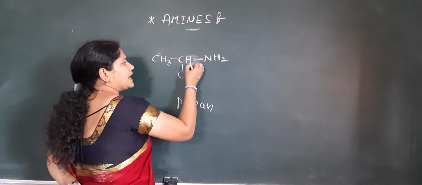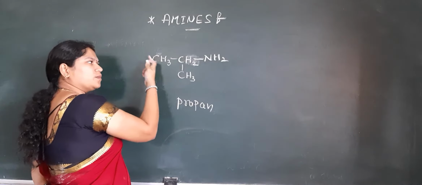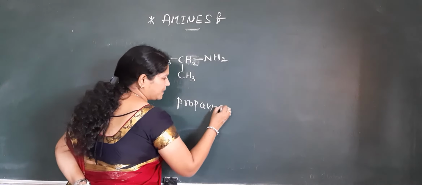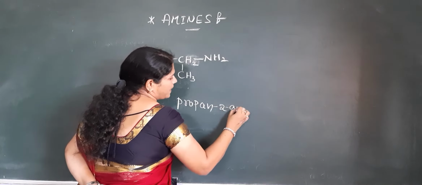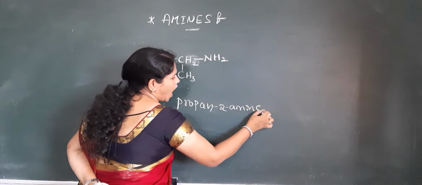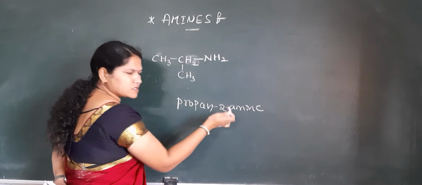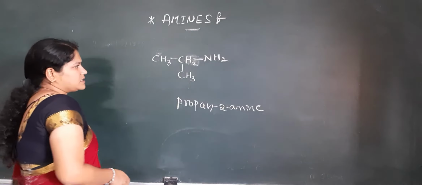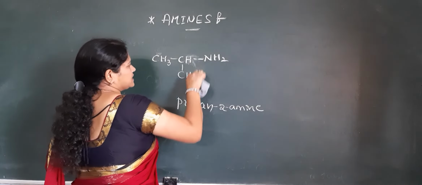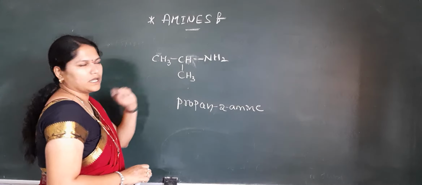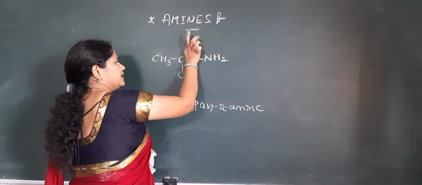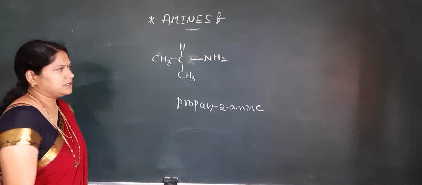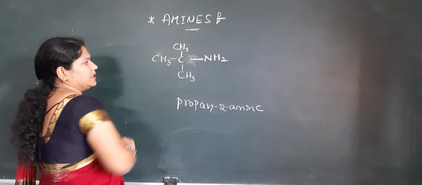In propane, at carbon number second position we have the amine group. So simply you can write 2-amine. Or propan-2-amine is also right. 2-propanamine is also right. This is the name of the particular compound. Okay. Next, if I choose this as an example, CH3, then what happens?